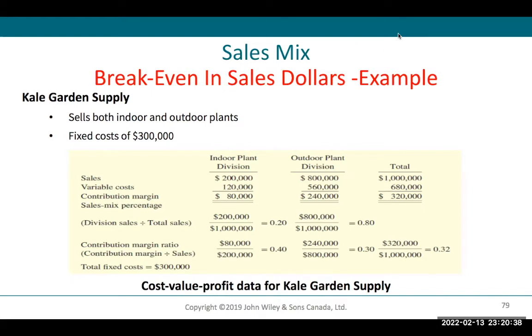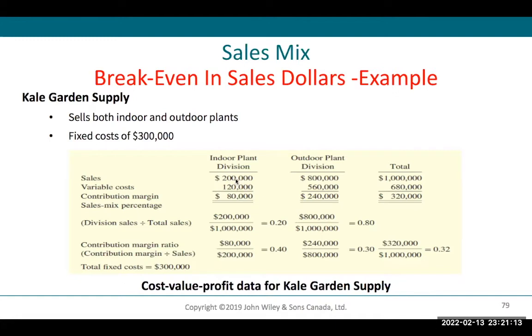That's how we find the break even in sales dollars. Now, when we're trying to find out a weighted average contribution margin, if we want to find it in sales dollars, what we're going to do is find the sales mix percentage first, just like we did before for the break even in sales units. But in this case, we're using a sales mix percentage for dollars.